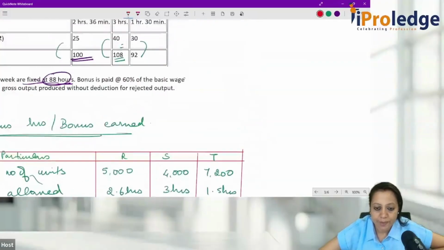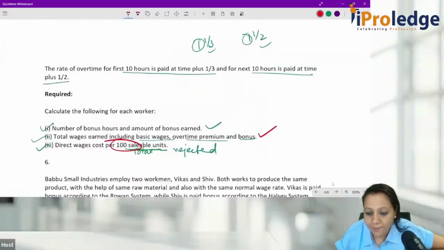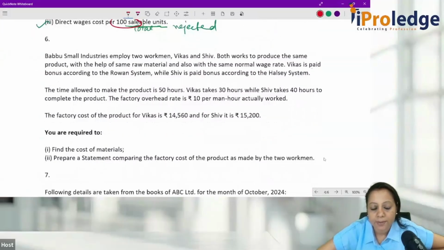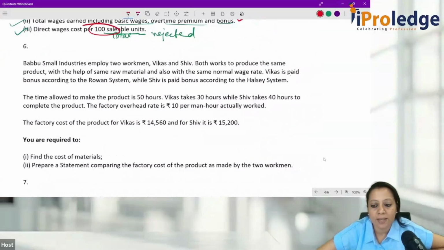Okay, so this problem is done. Now we will go to the next problem. This is the same question we have solved in our class. Same question, I think the numbers are different. I don't remember the numbers to that extent, but Vikas and Shiv. I think there it was Shiva, because by mistake I said Shiv there, and I told you it is a past exam question.